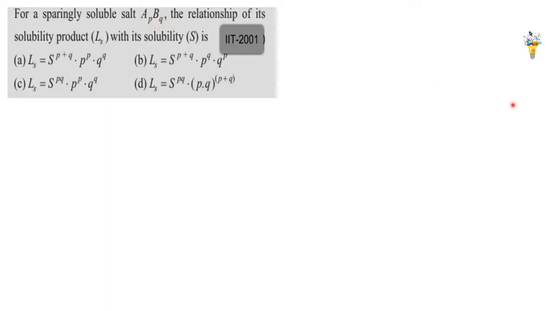So writing the solubility product equation. The salt dissociation is given as APBQ, P number of A and Q number of B. So the solubility of the APBQ is the cation power P. So P power P and Q power Q and into S power P plus Q.